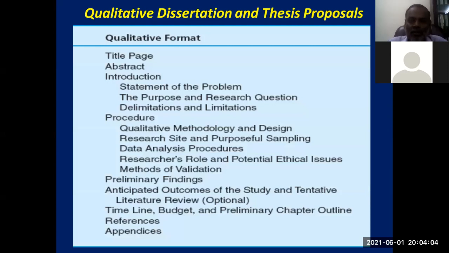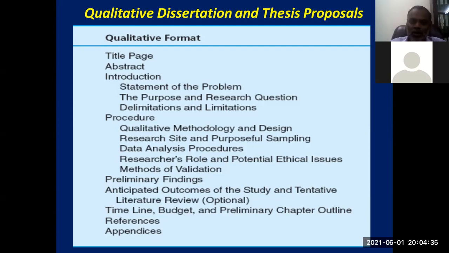There is a common format for thesis or dissertation proposals. We studied this well in unit 4, but I am recollecting it here. A qualitative research proposal should have a title page, then abstract, then introduction, then statement of the problem. Within the introduction, you keep the statement of the problem, the purpose and research questions, then delimitations and limitations.